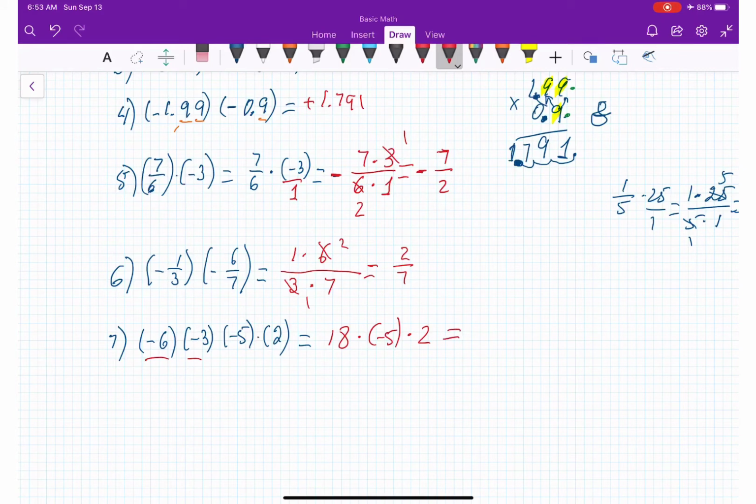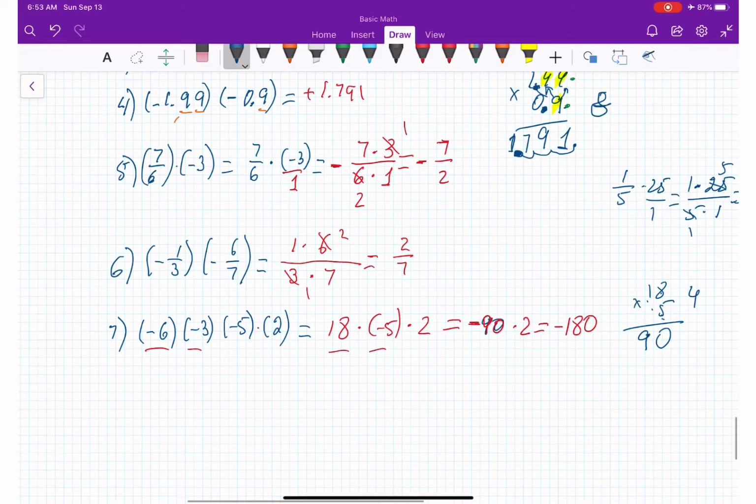Next, 18 times -5. So 18 times 5, multiplying. 5 times 8, 40. 0 writing down, 4 in mind. 5 times 1 is 5, and 4 will be 9, so 90. So we get -90. Why negative? Because we have -5 and 18 positive. Positive times negative is negative. 90 times 2, it's going to be equal -180. Okay.